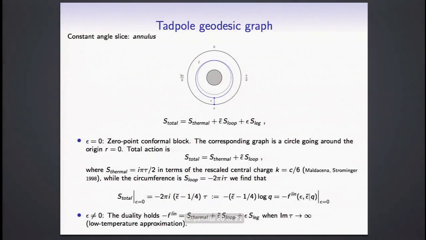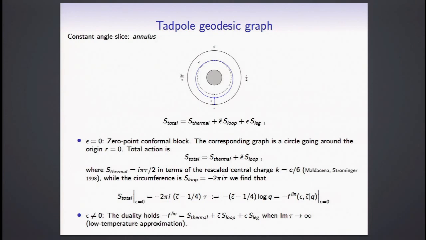Now this is my final slide, and first of all consider the case of the 0-point conformal block, that is, we just switch off the external leg. In this case the corresponding graph is given by a circle running around this dashed line, which corresponds to 0 radius. And the total action is given by two terms. The first term is the gravitational action evaluated on thermal AdS, and the second term is the circumference of the loop, which can be easily computed from that metric on the previous slide.